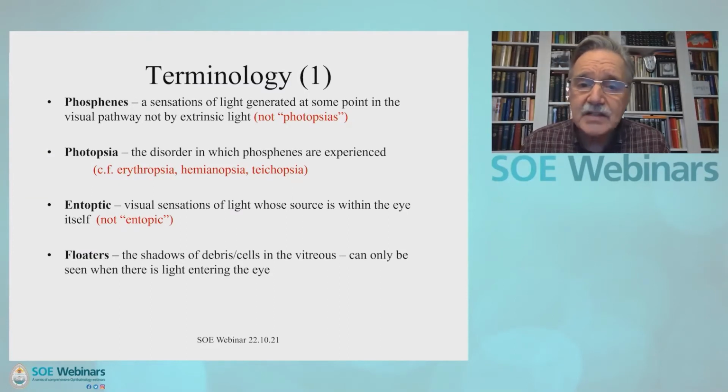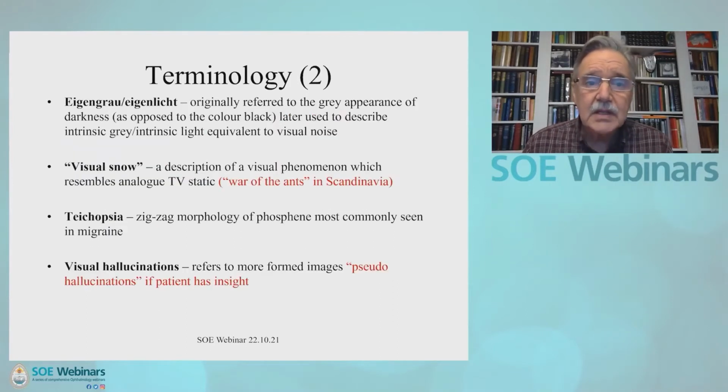Floaters, on the other hand, are the shadows of debris or cells in the vitreous on the retina, and these can only be seen when there's light entering the eye. The Eigengrau or Eigenlicht refers to the spontaneously generated appearance of grayness that we all have in the absence of light, which is not the same as the color black.